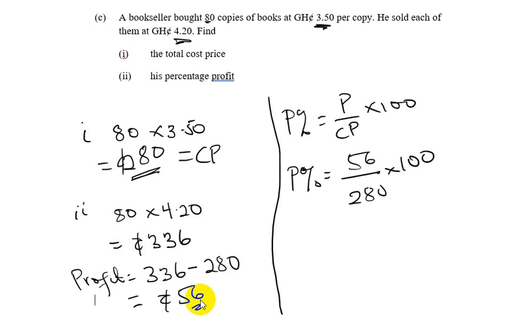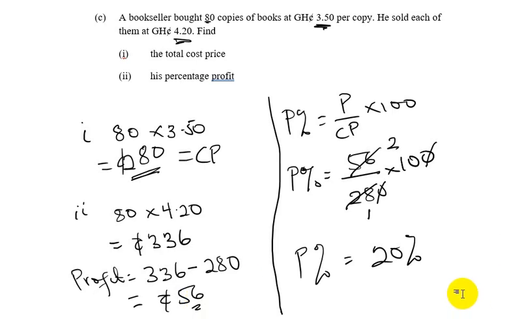Okay, so let's do some cancellation here. So 0 cancels 0, and also 28 goes into 56 two times. So the percentage profit is going to be what? 20%. So the woman bought it and sold it and got a profit of what? 20%. So that is the profit that the bookseller made. Okay, so let's continue.